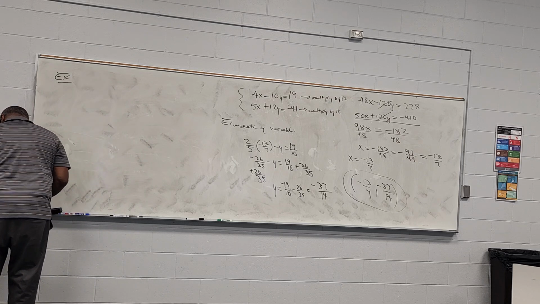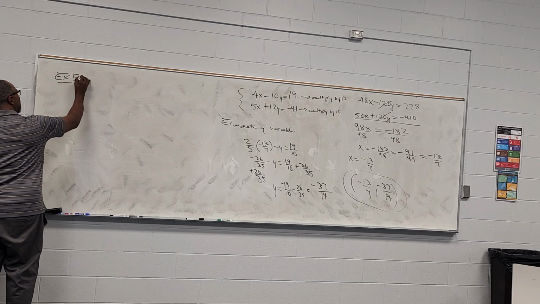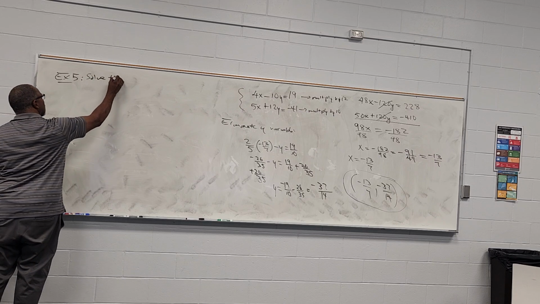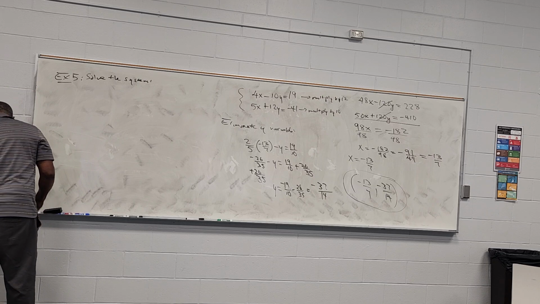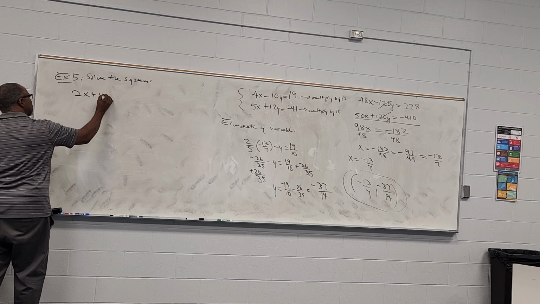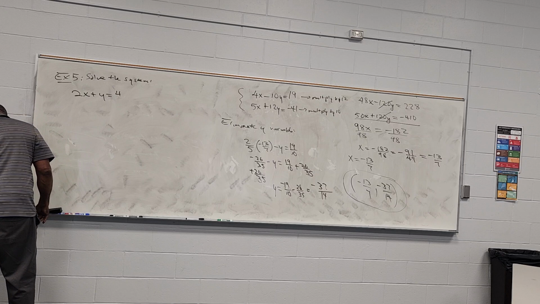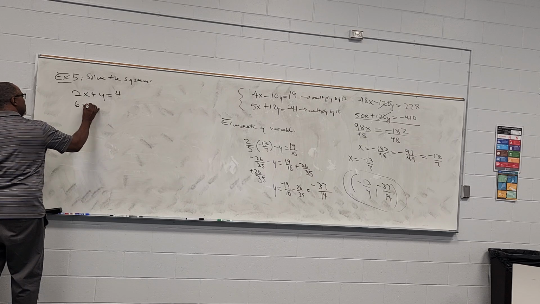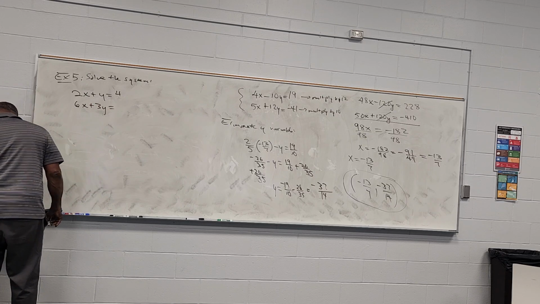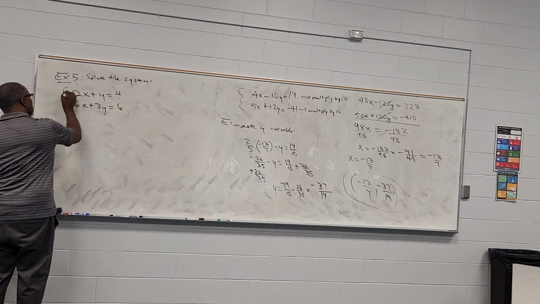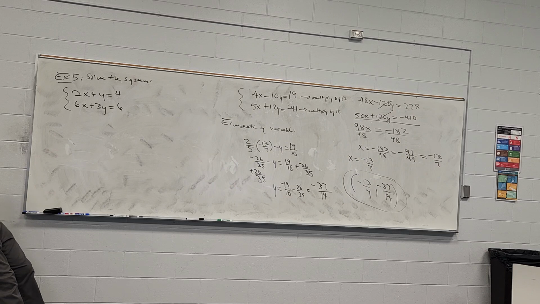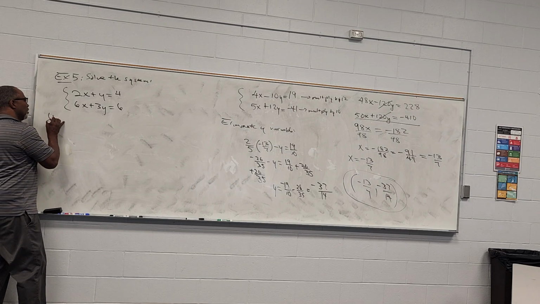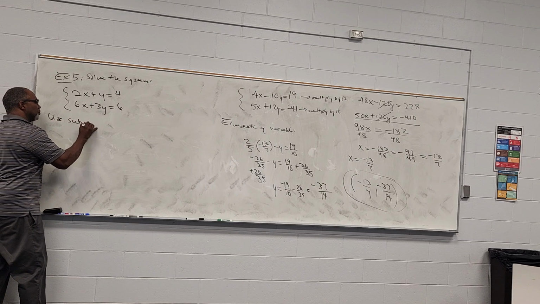Example 5. Solve the system: 2x plus y equals 4 and 6x plus 3y equals 6. They didn't tell me how to solve it. I can use either the addition method or the substitution method. Let's use substitution.